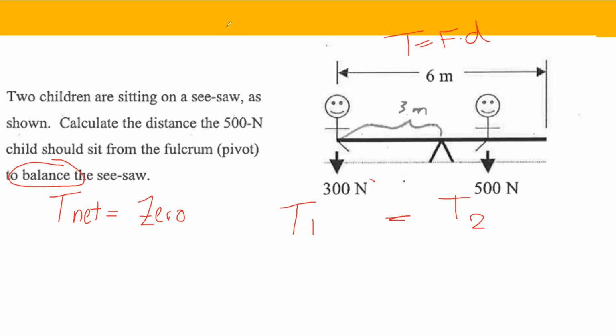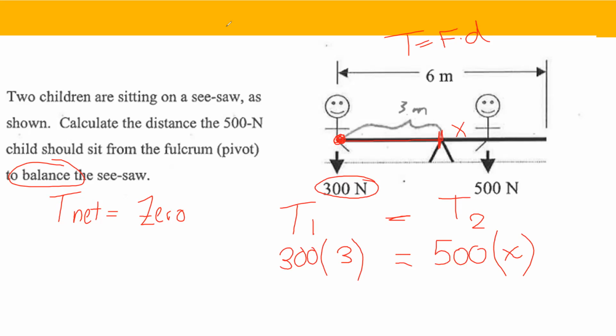So now what is the force here? 300 Newton. And what is the distance? The distance is from the turning axis up to the pivot point. It's 3. 3 equals torque 2, which is 500 the force times the distance. This distance here, I don't know it.